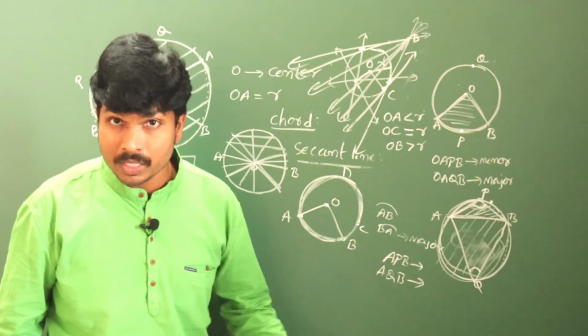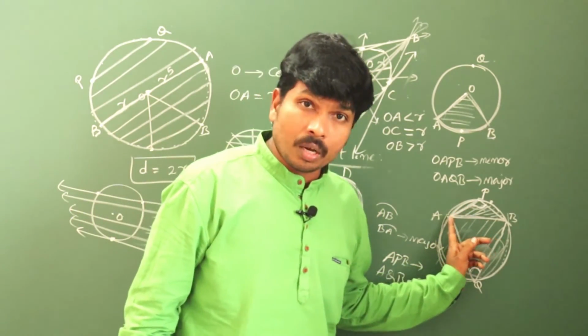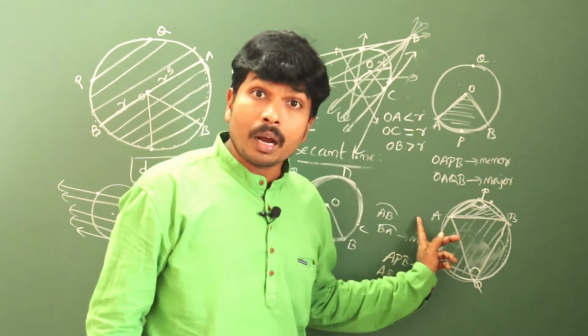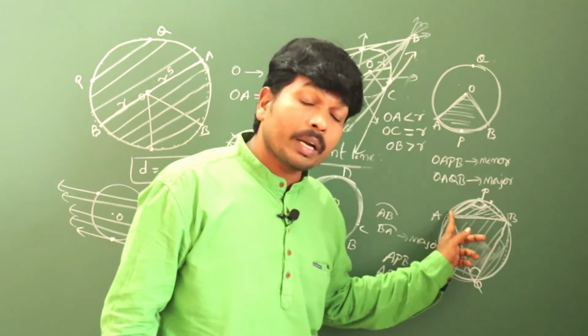What is meant by segment of the circle? It is the portion of circular region bounded by the chord and its corresponding arc.